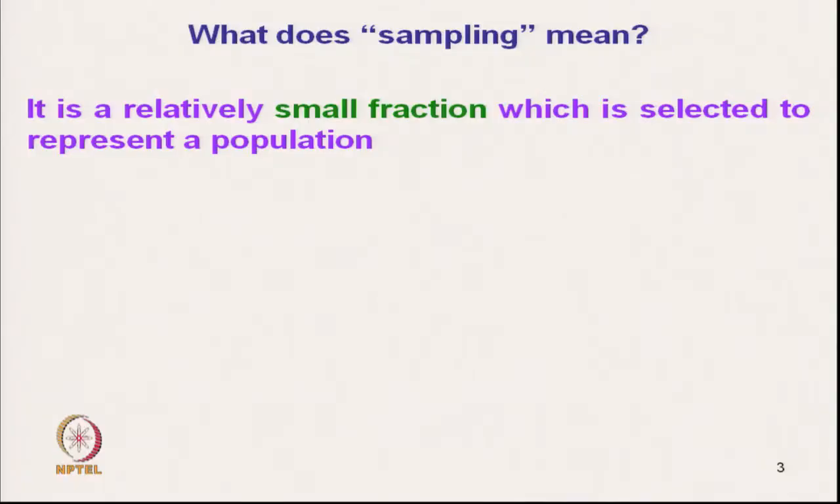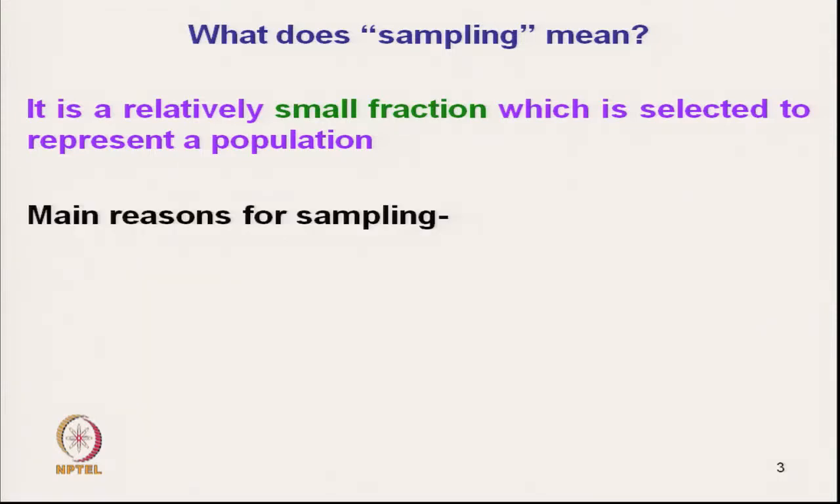So, the question is, what does sampling mean? It is a relatively small fraction of material which is selected from the respective population, and the selection is not random. There are certain processes of selection. So, what is the main reason of sampling? Why do we need sampling?